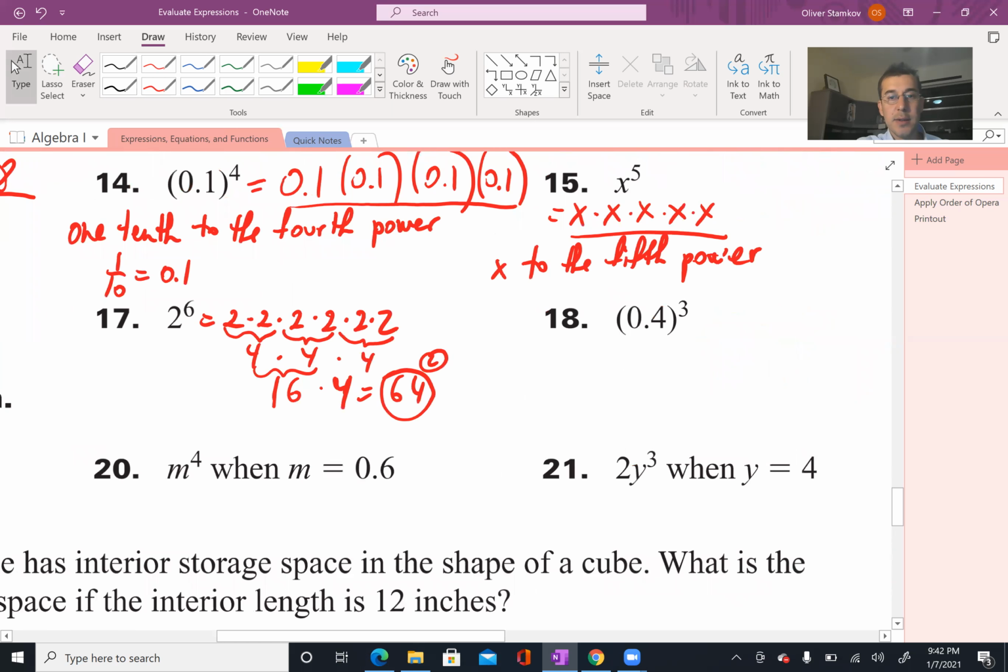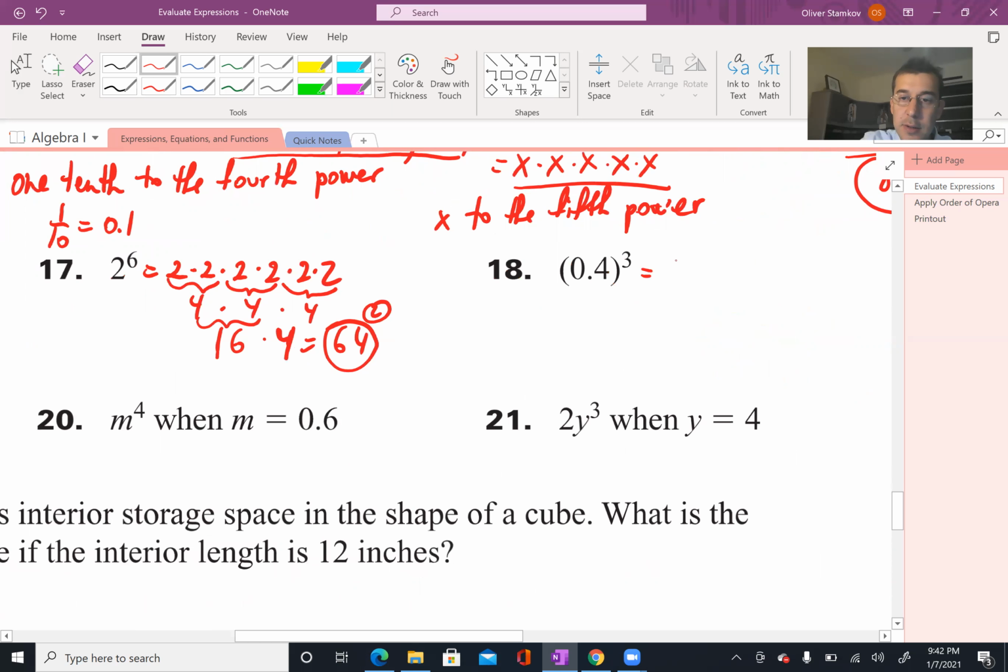And then number 18, this is the same as 0.4 times 0.4 times 0.4. So something here that you can do, 4 times 4 is 16, and 16 times 4 is 64, right?